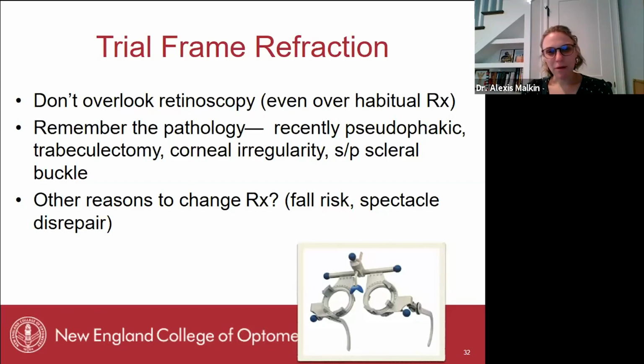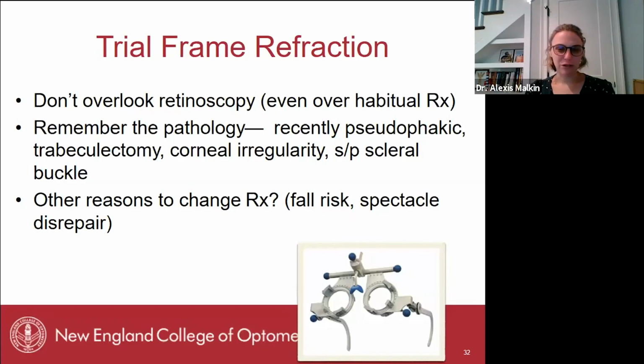You also want to think about the pathology. So has the patient recently had cataract surgery? This is obviously going to change the prescription significantly. I have many patients who've had cataract surgery, and for whatever reason, they still think their old glasses are going to work, and they bring me a whole bag of old glasses, which are clearly not even close to their post-cataract surgery prescription. After trabeculectomies, patients have increasing astigmatism.